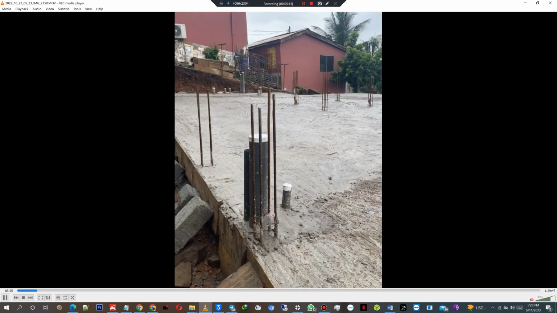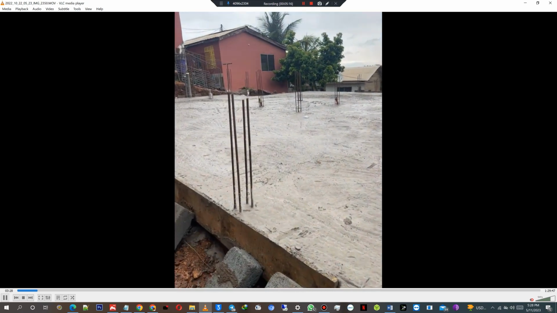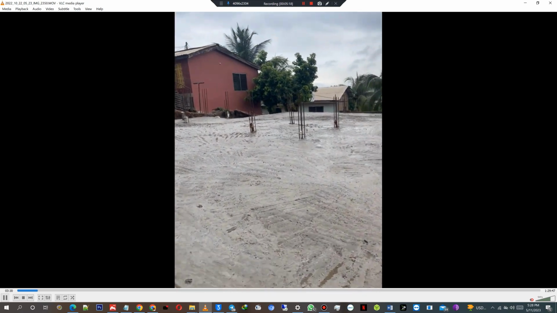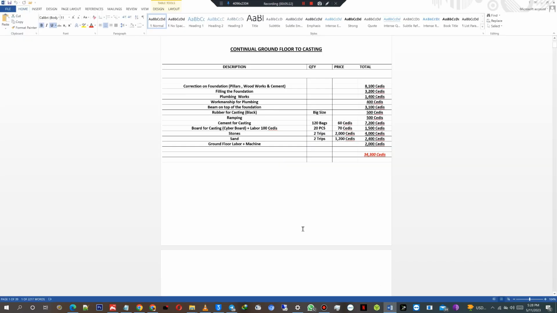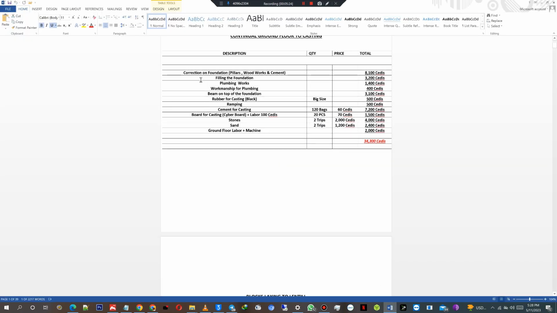So this was how everything went from the continual ground floor to the casting. This was the estimate. The corrections on the foundation cost me 8,100 Ghana cedis, and the filling on the foundation cost me 3,200 Ghana cedis, and plumbing works cost me 1,800 plus workmanship. The materials cost 1,400, and the plumber took 400 Ghana cedis.